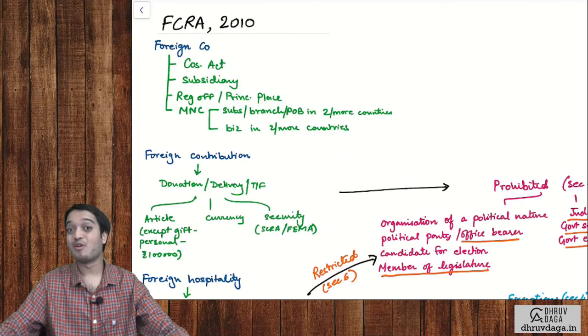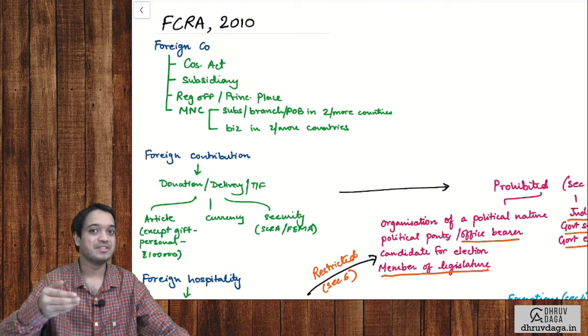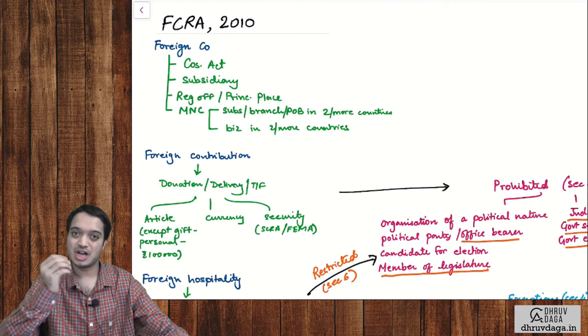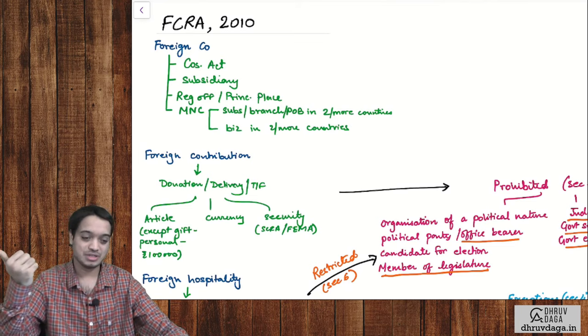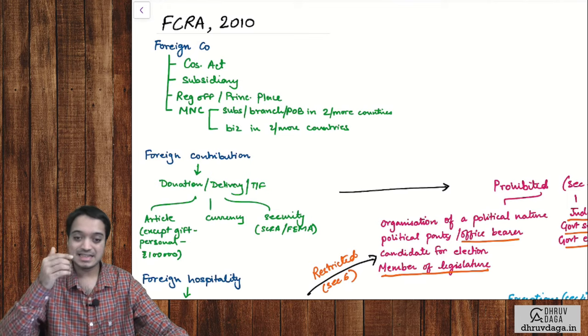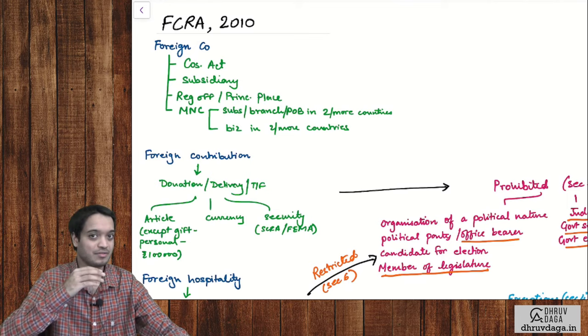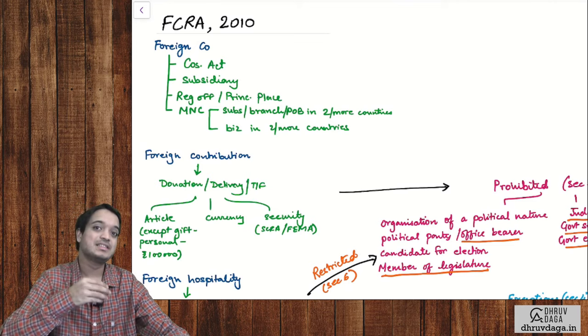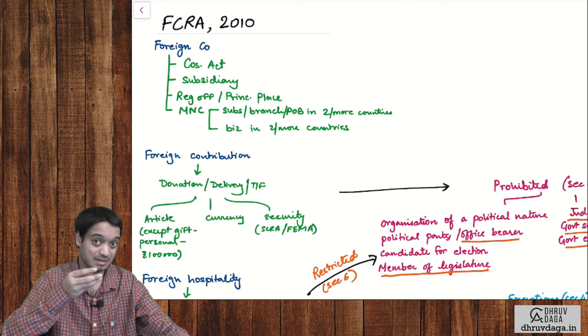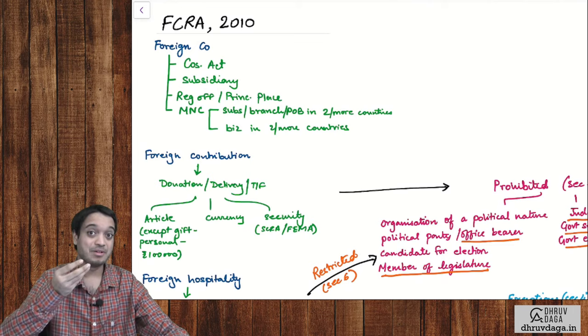Now let's start with the Foreign Contribution Regulation Act 2010. In FCRA 2010, the first definition that we will see is foreign company. There are four points. First, foreign company means a foreign company defined under the Companies Act 2013. Second point is that it is a subsidiary of a foreign company. Number three is a registered office or principal place of business of the foreign company as defined above. And number four is a multinational corporation.